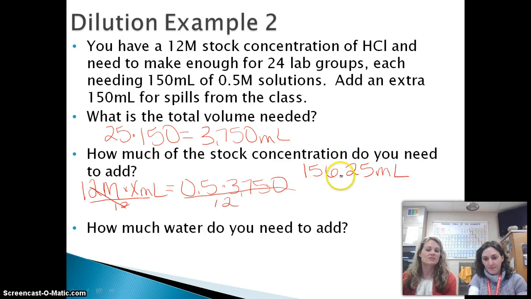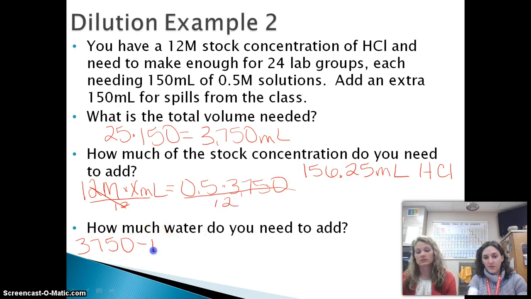So we need that much of our stock. Not very much compared to how much we needed overall, because it's very concentrated and we are going down to a very small dilution. Okay, how much water? So we've got to take our total volume, subtract out how much hydrochloric acid we need, and that leaves us with how much water we're going to have to mix together.